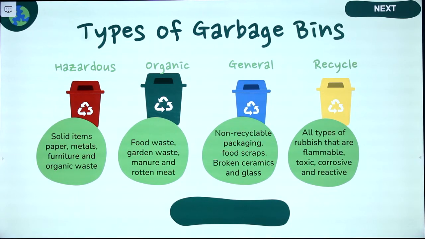And lastly, all types of rubbish that are flammable, toxic, corrosive and reactive can be put in the recycle garbage bin. If we have these colored garbage bins in every locality, then it will be easier for all of us to differentiate between the types of waste and which garbage to put it in. If you have visited malls or stores, you would probably be able to see at least one of these garbage bins.